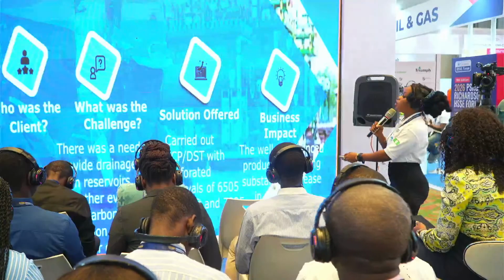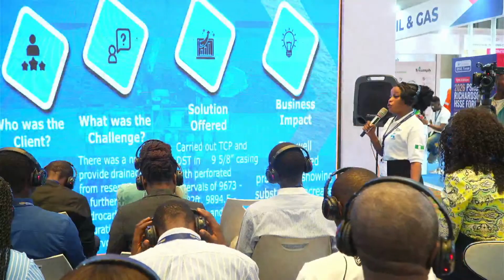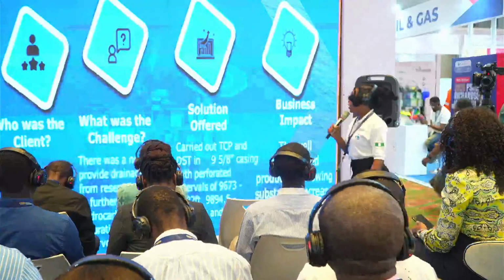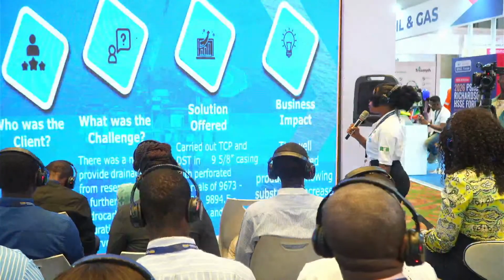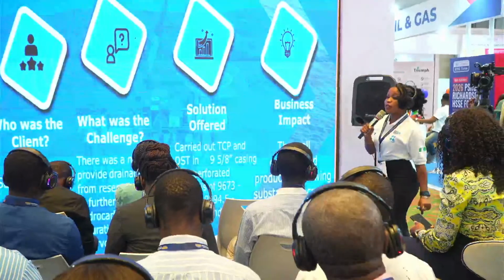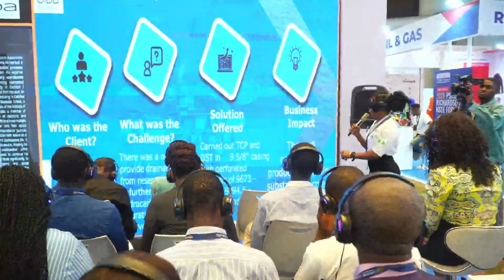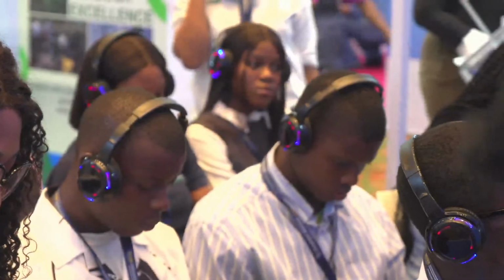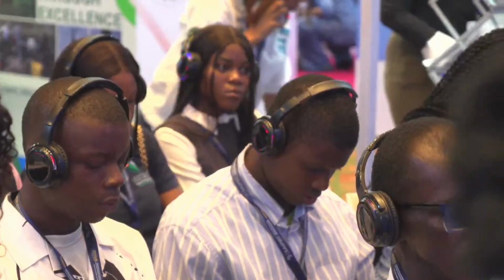Then we have another case history with Seplat in 2025. They also needed to provide drainage points from reservoirs and further evaluate the hydrocarbon saturation and reservoir quality. We offered TCP DST as always in their 9 5/8 casing with perforated intervals of 9,673 to 9,682 feet, 9,894.5 to 9,905.5 feet, and also 9,985 to 9,995 feet. The well commenced production showing substantial increase in production after this was done.